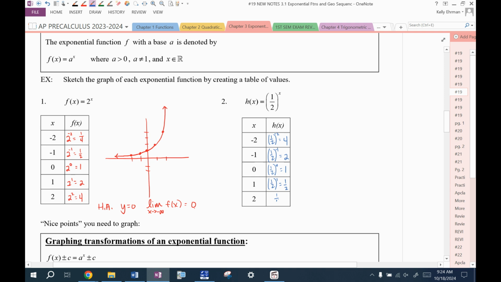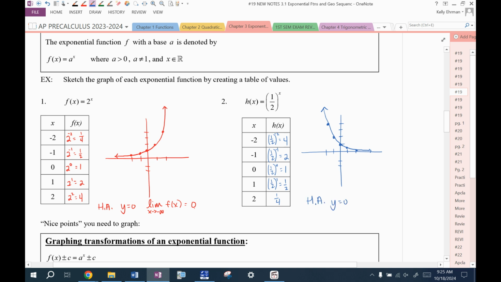1/2 squared is 1/4. Again, you should have a little graph on your notes, but let me just generate one for mine. Sketch this. So -2, 4, -1, 2, 0, 1, 1, 1/2, 2, 1/4. So this has the same curvature, except it's going in the opposite direction. So we have another concave up graph, but it's a decreasing function. So there is a horizontal asymptote for this one. It's only on the right.